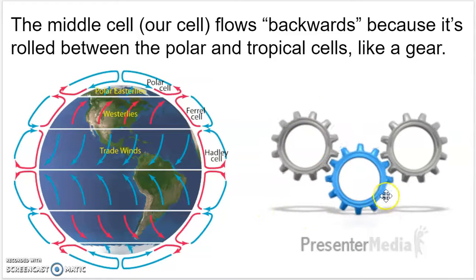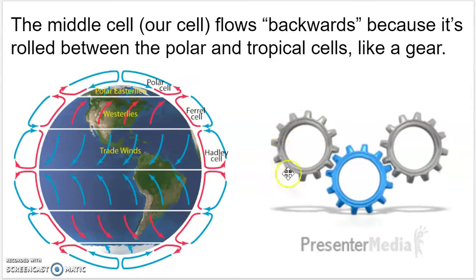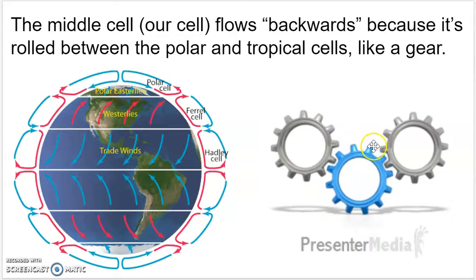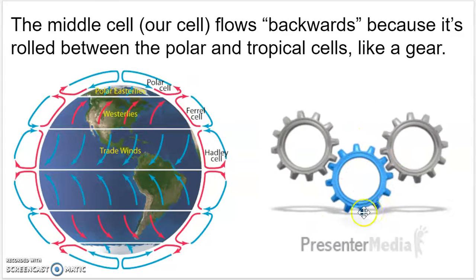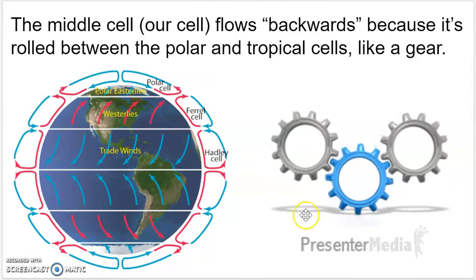Well, here in the middle, it's doing the same thing, but since these two are rolling in the correct direction from the poles to the equator, and the northern hemisphere curving to the right each time, this one has to go into the opposite direction to compensate. That's the way gears work together. That's the way these wind belts work together.